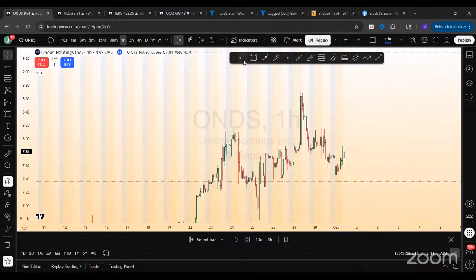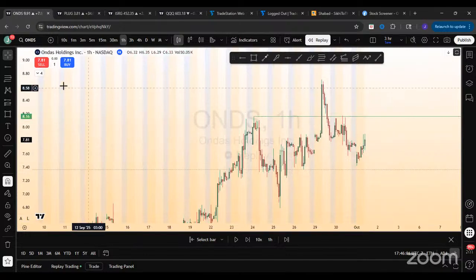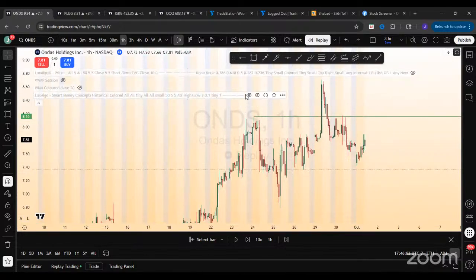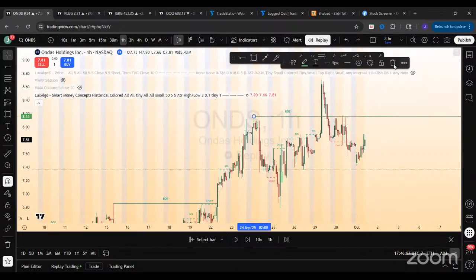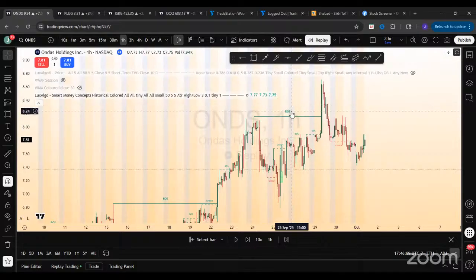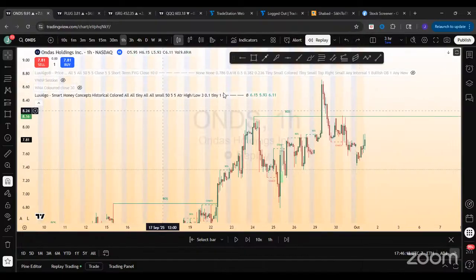And there was another one. Okay, I'm just going to mark it here. Here was another either swing breaker structure or local breaker structure. Let's just confirm it with the indicator right there. I had told you that before even looking at it. Swing breaker structure. So it's not rocket science at all.